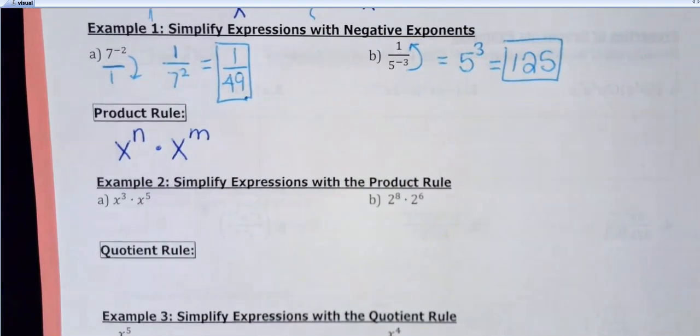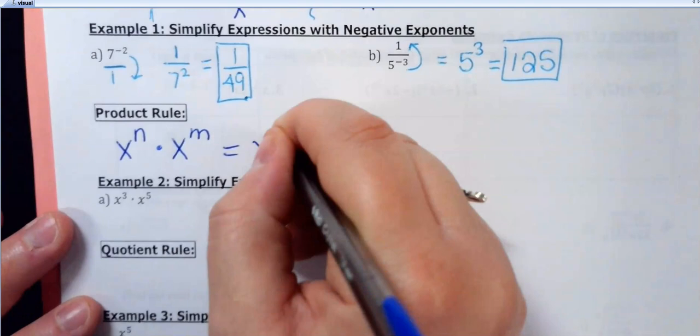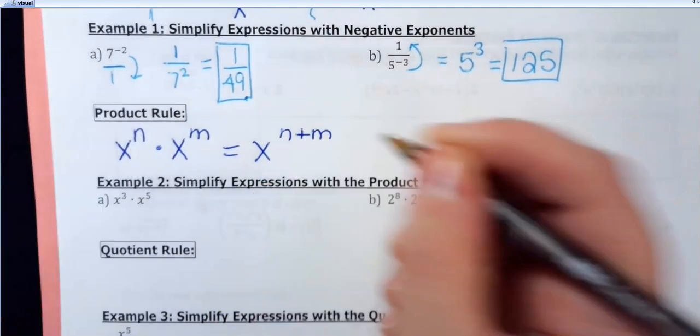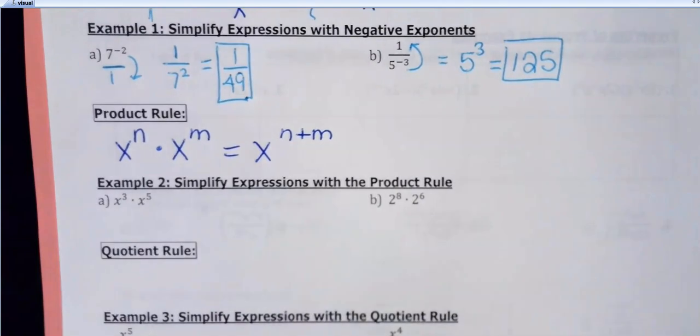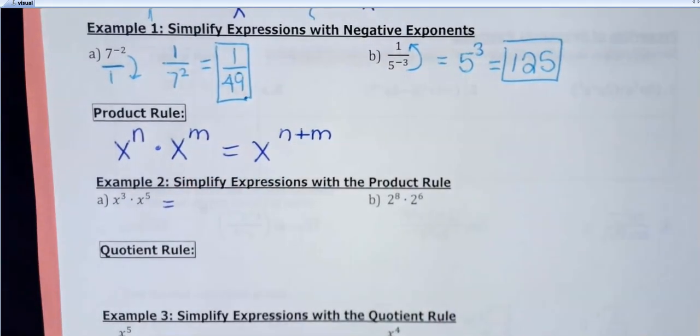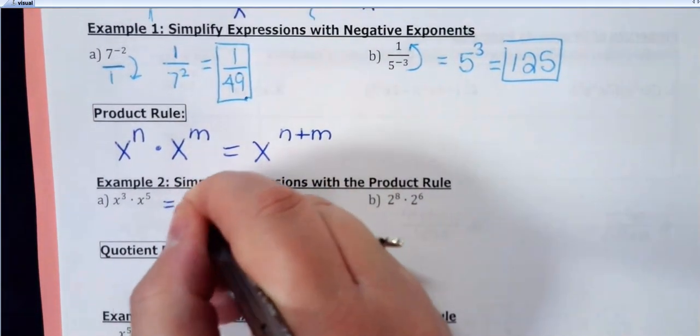Does anybody remember what you do with the exponents in that situation? Just raise your hand. Somebody just said it. You add them, yes, okay. So this would be x to the n plus m. So multiply like bases, they're both an x, you're going to add the exponents together. Okay, so if I just follow that, I have x to the third times x to the fifth. I literally just take 3 plus 5, and this would be x to the 8th.